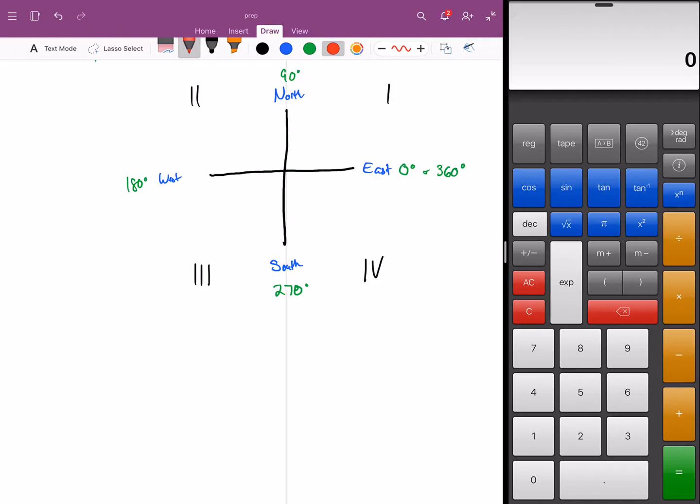Now we can break down the compass even further. You have common directions, such as northeast, which is in the middle of 90 and 0, which means 45 degrees. Next, northwest, which is in the middle of 180 and 90. That's 135.